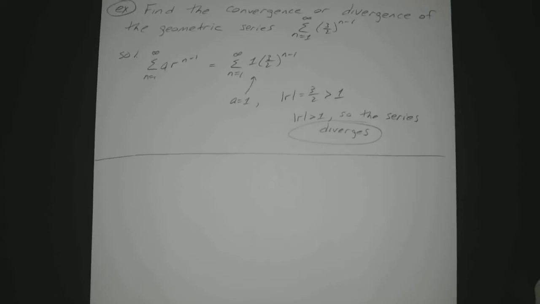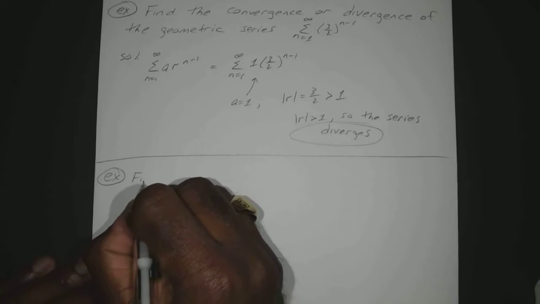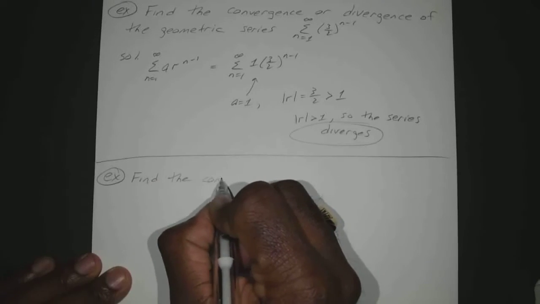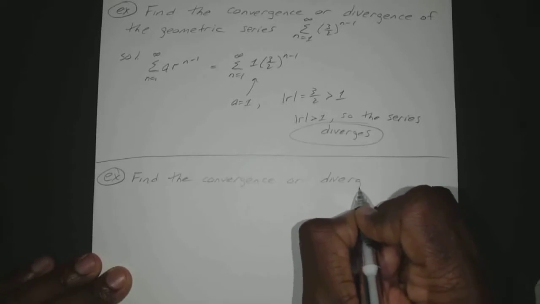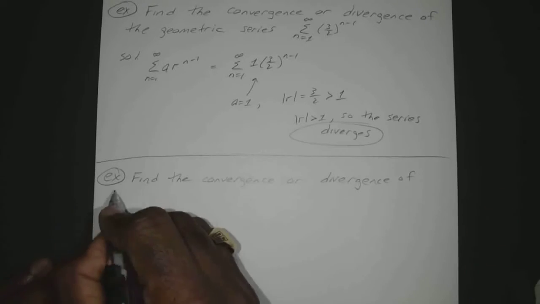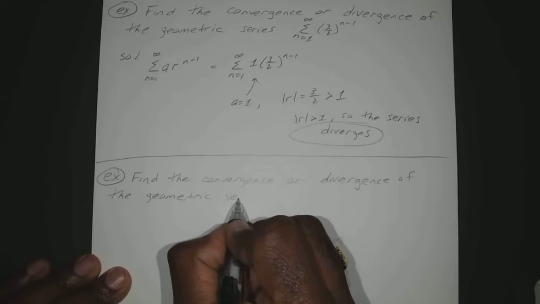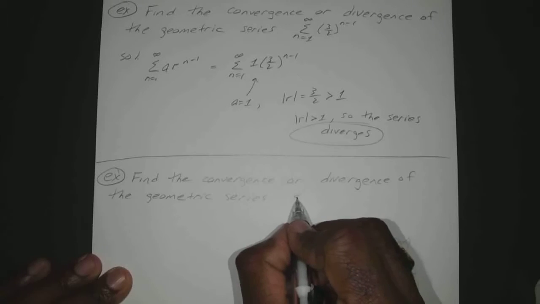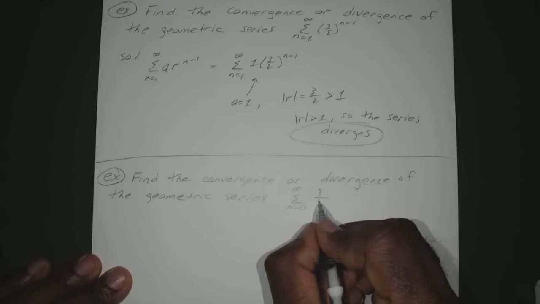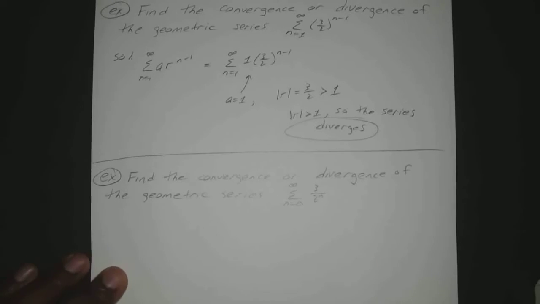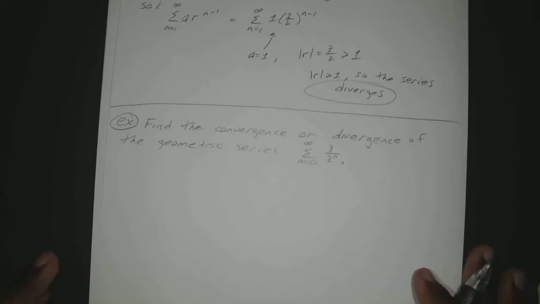Okay, so what if we have, say for our next example, find the convergence or divergence of the geometric series sum from n equals 0 to infinity of 3 over 2 to the nth power. Straighten that up a little bit.